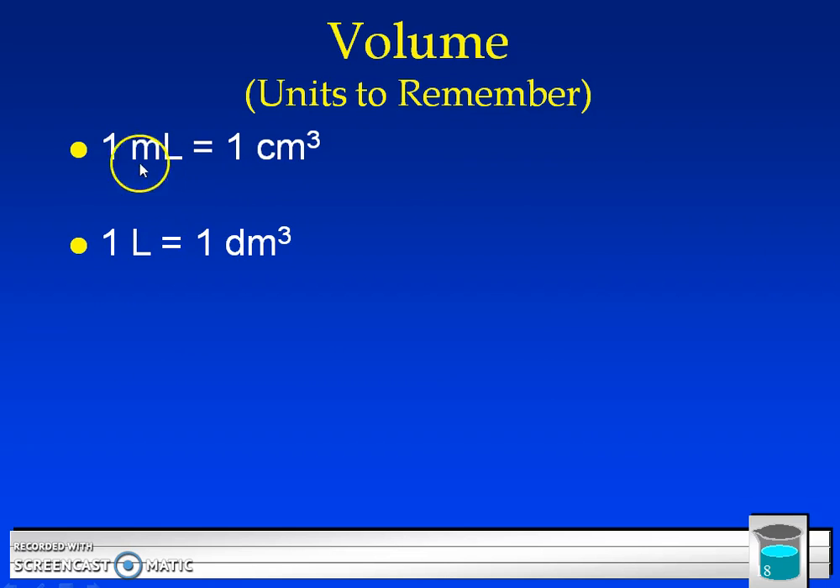Volume, these are just units to remember. We want to remember that 1 milliliter equals 1 cubic centimeter. I believe that was also on your summer assignment. Same thing with liters to decimeters cubed: 1 liter equals 1 cubic decimeter. So again, keep that in the back of your head.